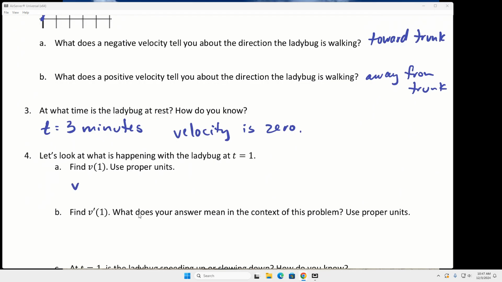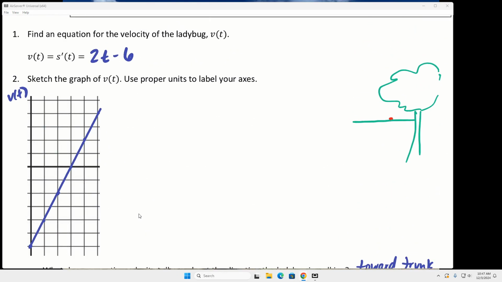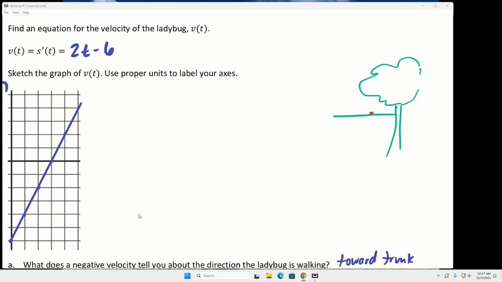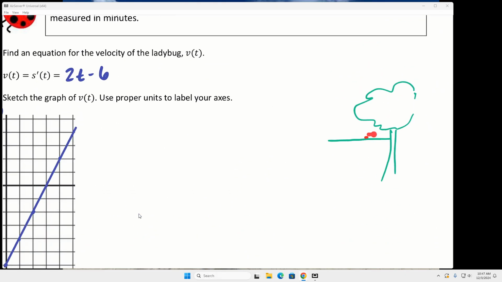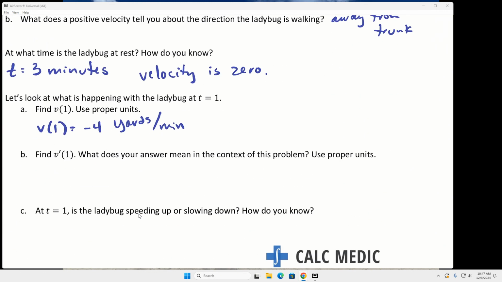Okay, we want to find v of 1. Did you guys find v of 1? Yes. What did you get? Yards per minute. So that means at that minute, the ladybug is going towards the trunk.